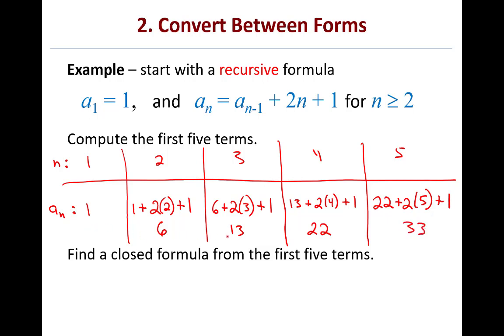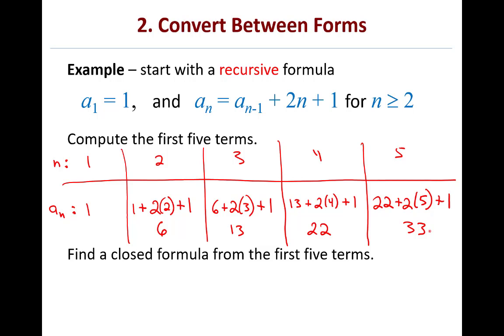Now that I have my first 5 terms, let's see if we can figure out what the closed formula is. How do I get from 1 to 1, from 2 to 6, from 3 to 13, 4 to 22, 5 to 33? What's the process that lets me go from the n value to the a sub n? If you want to pause and try for a minute or two, I challenge you to do that. It's a little bit tricky, but maybe you can do it.